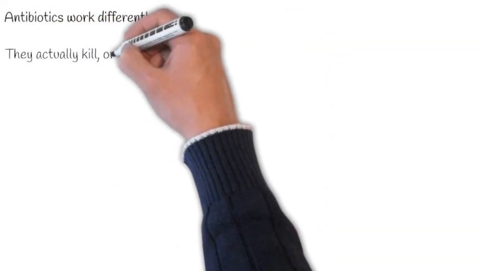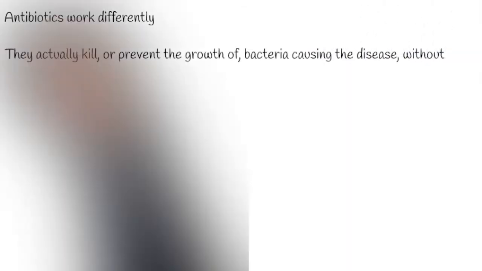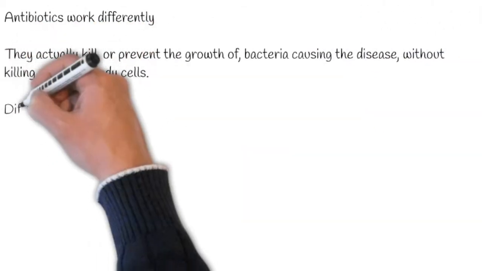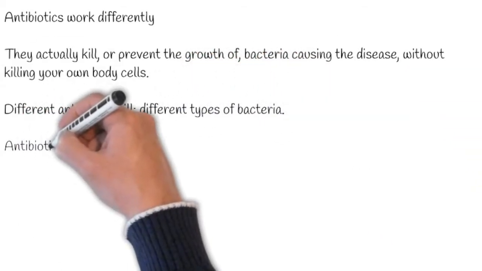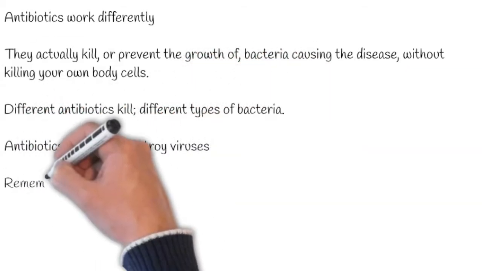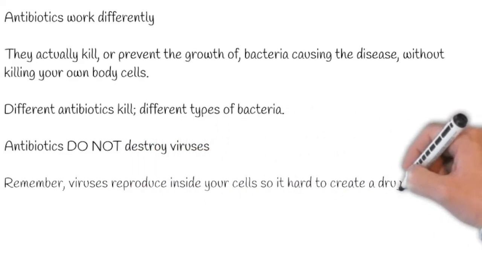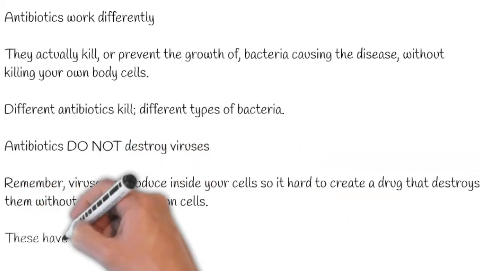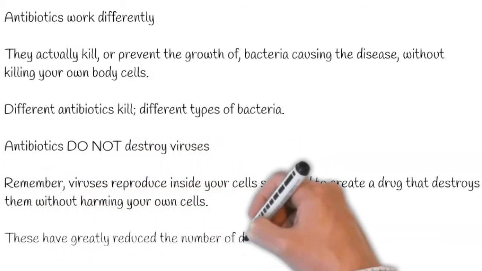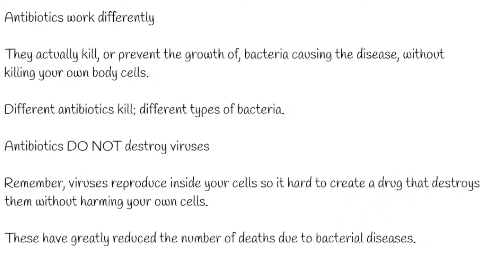Antibiotics work differently. They actually kill or prevent the growth of bacteria causing the disease without killing your own body cells. Different antibiotics kill different types of bacteria. Antibiotics do not destroy viruses. Remember, viruses reproduce inside your cells, so it's hard to create a drug that destroys them without harming your own cells. These have greatly reduced the number of deaths due to bacterial diseases.